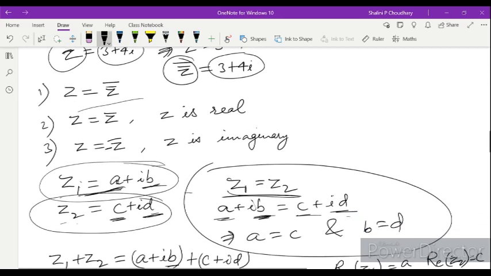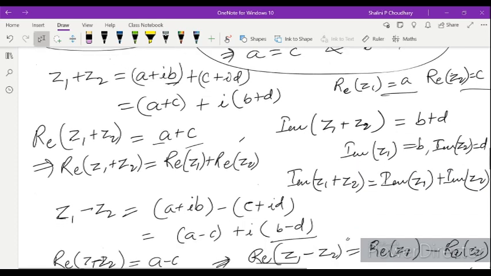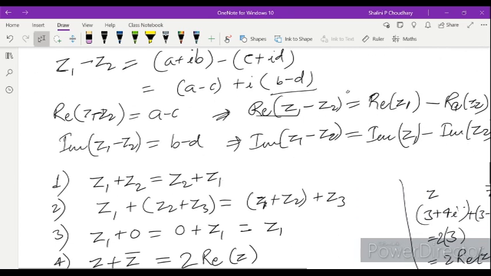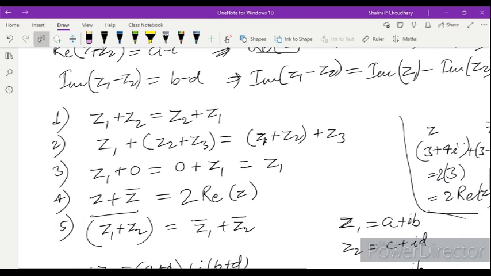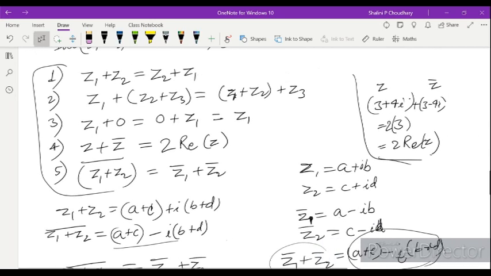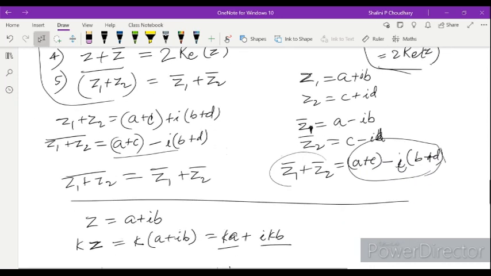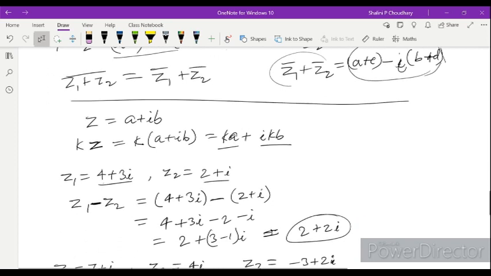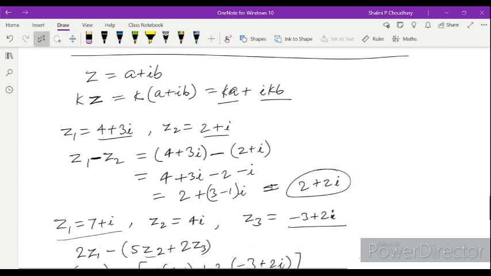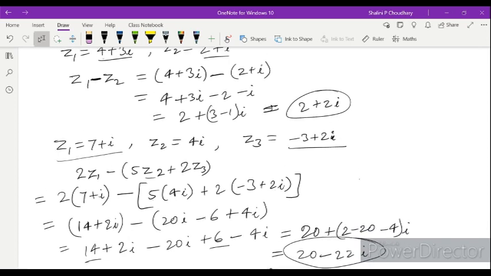There are three properties of conjugate. After that we saw the arithmetic algebra of complex numbers: addition of complex numbers, the five properties of addition, and subtraction of a complex number. Then we did multiplication, and subtraction and multiplication with a scalar number, that is, multiplication of a complex number by a scalar. And then we did one sum.